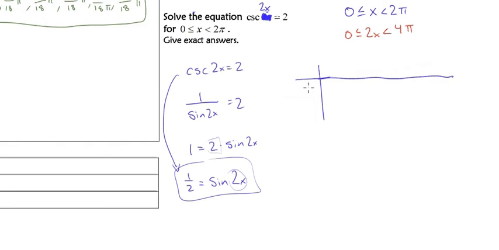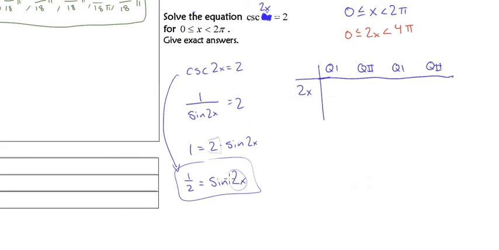So we've got 2x. Well, when's that going to be? When is sine of something going to be positive? Well, it's going to be in the first quadrant and in the second quadrant. So quadrant 1, quadrant 2, and we're going 2 times around the circle. So quadrant 1 again and quadrant 2 again. All right, that's where sine is going to be positive.